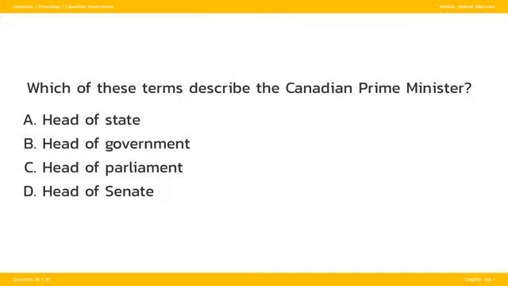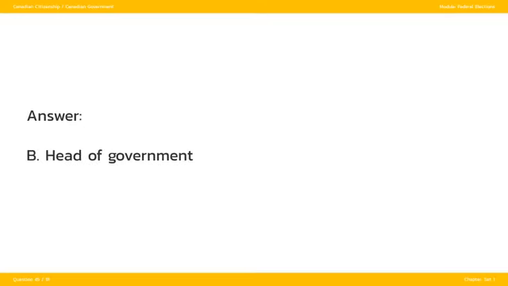Which of these terms describe the Canadian Prime Minister? A. Head of State. B. Head of Government. C. Head of Parliament. D. Head of Senate. The answer is B. Head of Government.